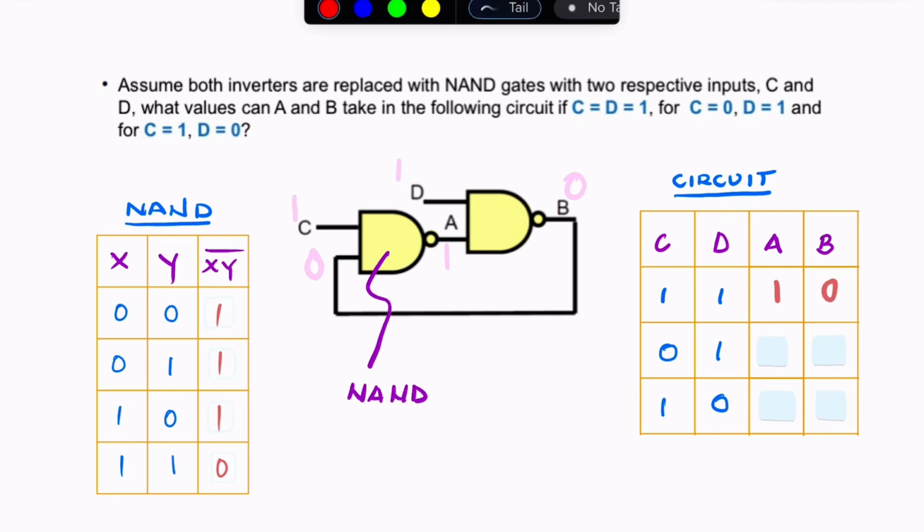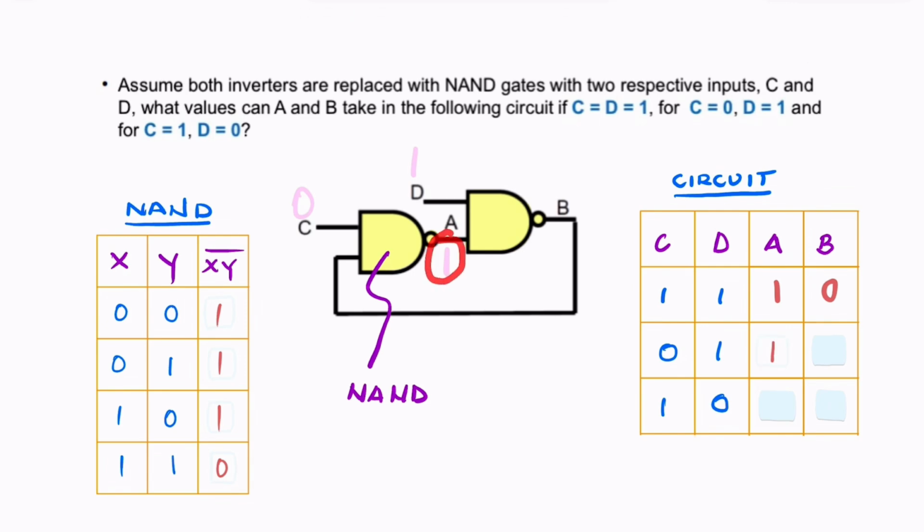Now, if we look at the next combination, 0, 1, so C is 0, D is 1, as long as there's any 0 going into a NAND gate, the output is going to be 1. So we know A is guaranteed to be 1. Now, as long as A is 1 and D is 1, so the two 1s go into a NAND gate, they give you a 0. So B is going to be 0.